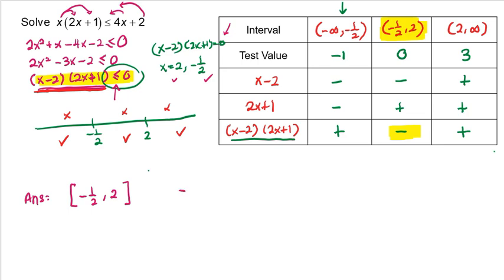If you want to write it on the real number line, we have -12 and 2, and because they are both included, we have the full circle here. And you connect between these two, something like this. If you want to write the inequality form, we have x less than or equal to 2 but greater than or equal to -12. We have something like this.